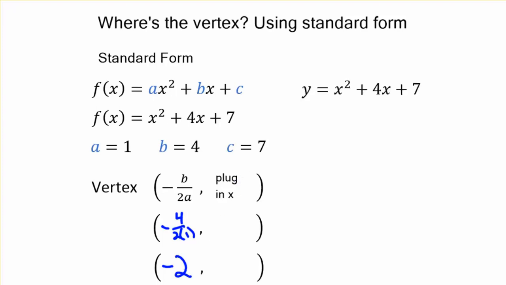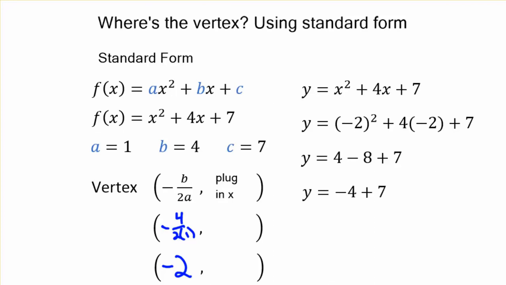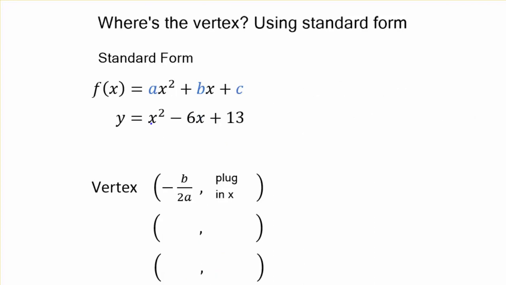So how do I plug in x? Well, y is going to be whatever x is squared plus 4 times x. So you plug in that negative 2. Negative 2 squared is going to give you 4. 4 times the negative 2 is going to give you a negative 8. So I have 4 minus 8 plus 7. So my y coordinate is going to be negative 4 plus 7, which is 3. And you plug that in right there. That's really the whole tutorial. The whole lesson is right there. Negative b over 2a, and then plug it in.